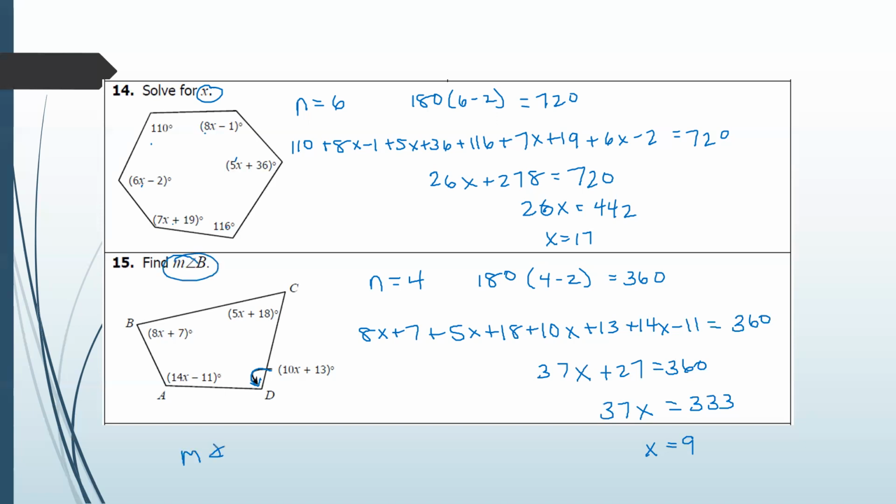So the measure of angle B is, well, let's see, B is 8x plus 7. So 8 times 9 plus 7. And you get 79. So our final answer is 79 degrees.